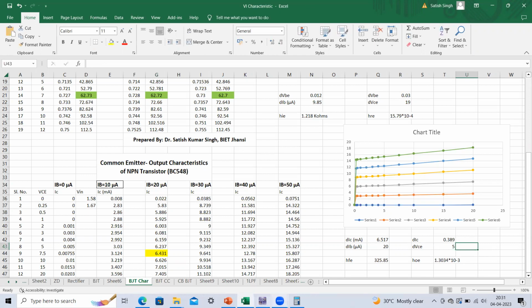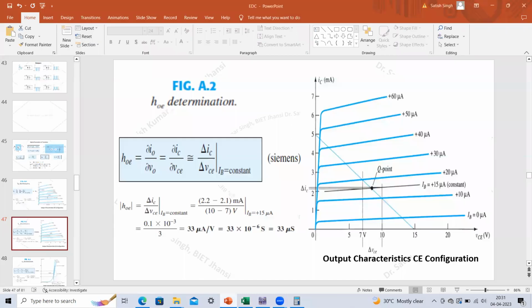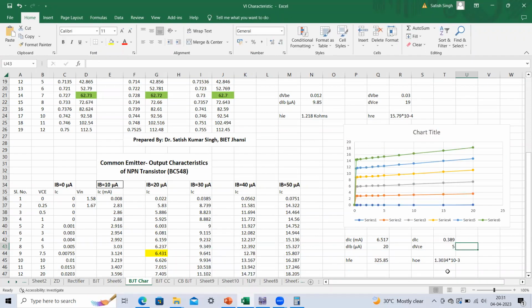Okay, so you have to substitute again into this particular formula of delta IC divided by delta VC. So delta VC that we have taken is obviously this. You can substitute this in this expression, and you will be able to calculate the value of HOE. This way we have to actually make this.